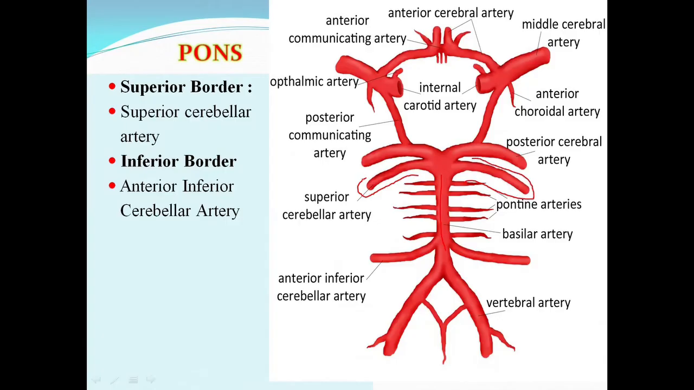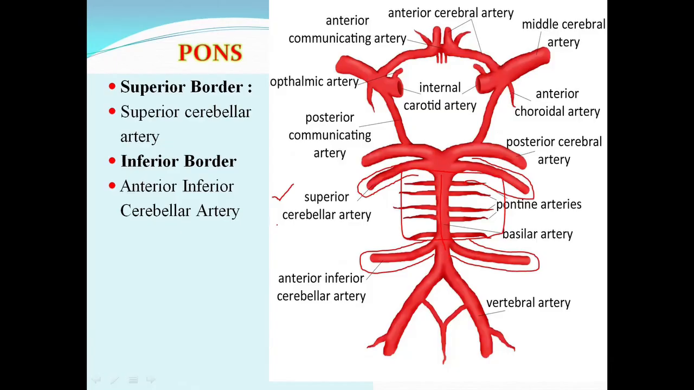These branches are called the superior cerebellar arteries. And try to remember another branch. This branch is called the anterior inferior cerebellar arteries. Anterior inferior cerebellar arteries, and at this junction, you can identify the location of the pons.